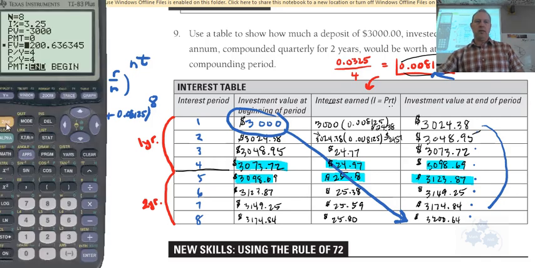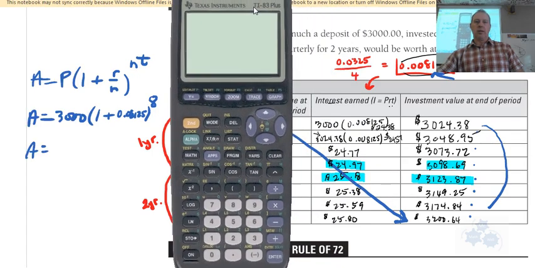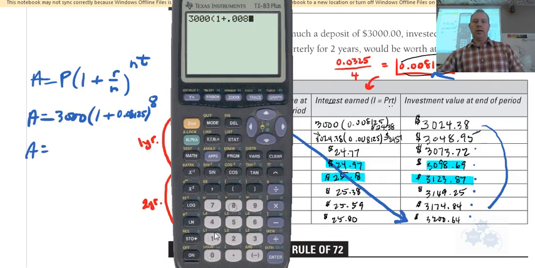Okay, so let's get to our home screen here. We got 3,000 times 1 plus 0.008125, and take that to the power of 8, because n times t is 4 times 2, which is 8. And look what we get: 3,200.64. And that's exactly what we get at the end.